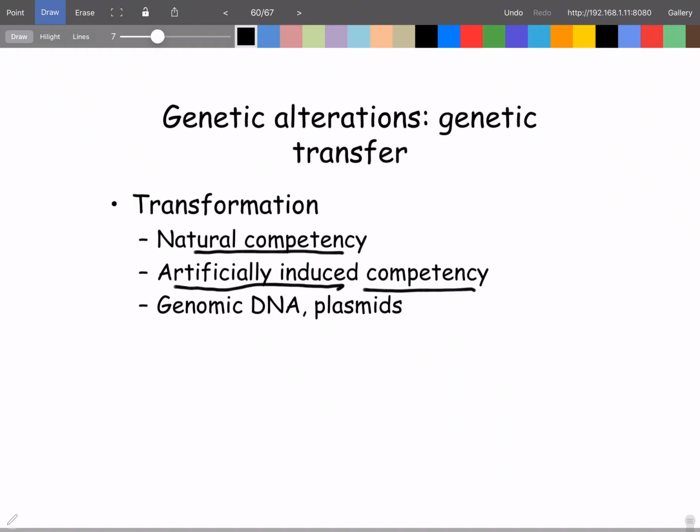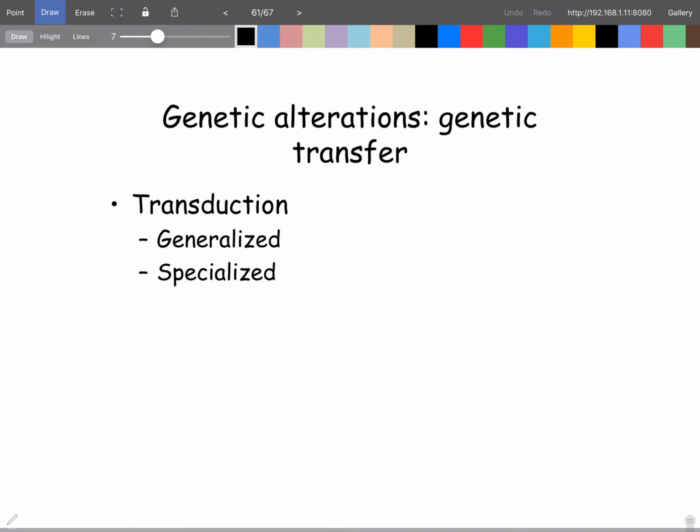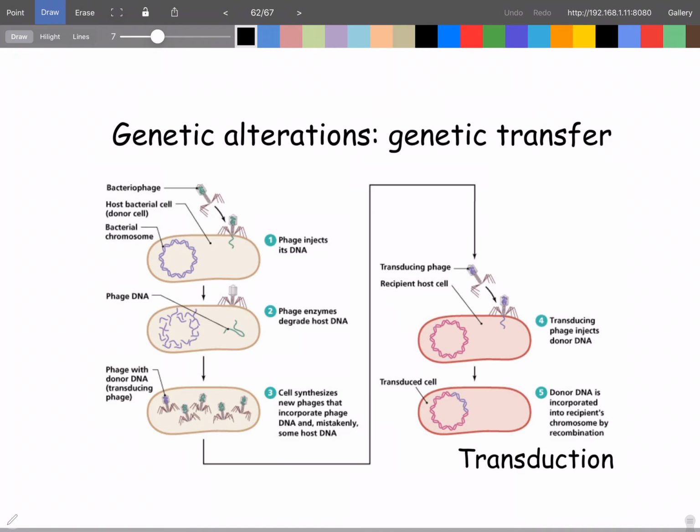And they can take up genomic DNA, plasmids, and this is how we can transfer plasmids from strain to strain very easily in a science lab. Okay? But remember, this is a way in nature that they can do this as well. So we're going to talk about another mechanism of genetic transfer that we call transduction.